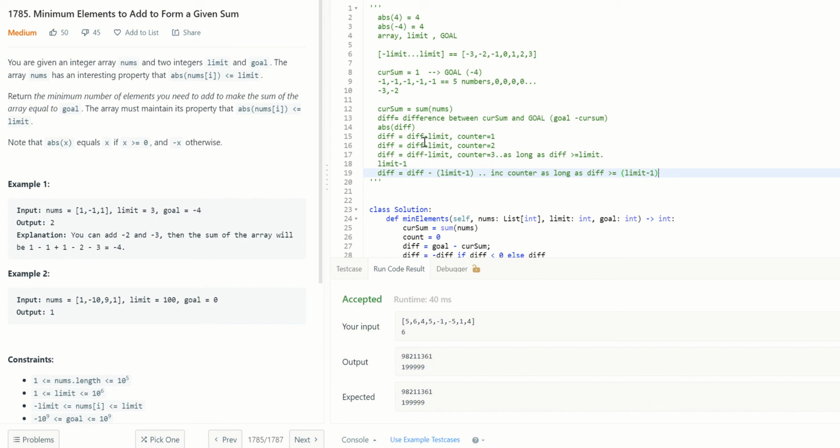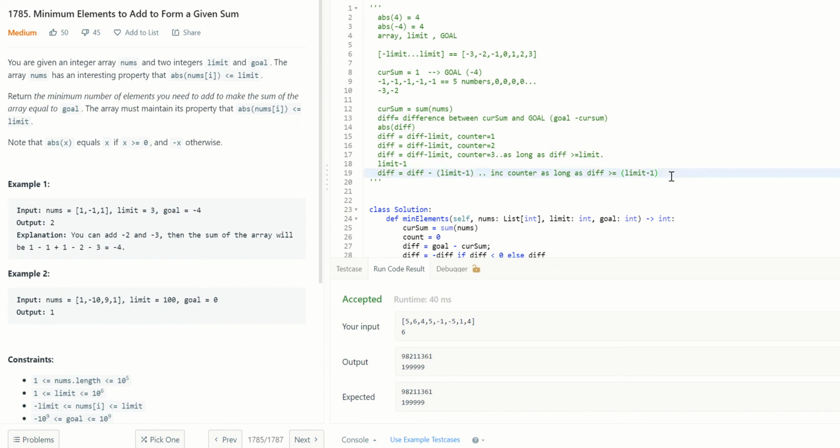Till the difference becomes 0, right? That's what our goal is. What is the difference essentially? The difference between cursor and goal. As long as difference is greater than 0, we keep on doing this, either subtracting limit or subtracting limit minus 1, limit minus 2, limit minus 3, and so on. We will continue this process so many number of times.